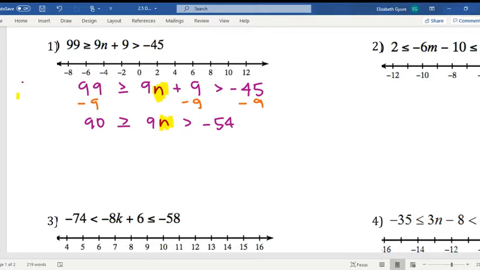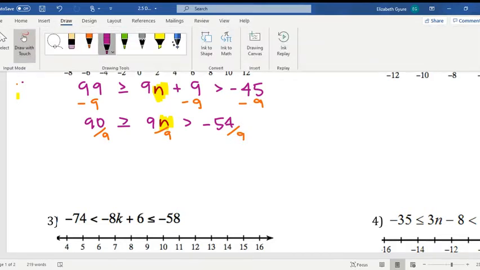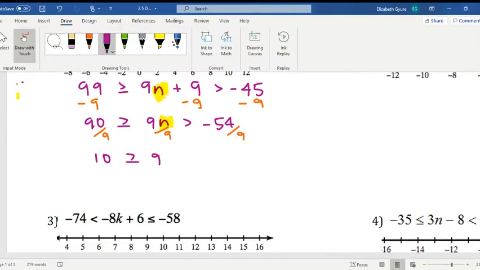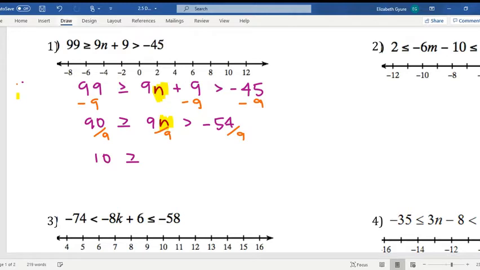All right, now we have 9n in the middle. How would we get rid of this other 9? Yeah, because right now it's being multiplied, so we would divide. Divide the middle, the left, and the right by 9. What's 90 divided by 9? 10 is greater than or equal to n, not 9. That 9 would be gone. Yeah, good. And then greater than negative 6.